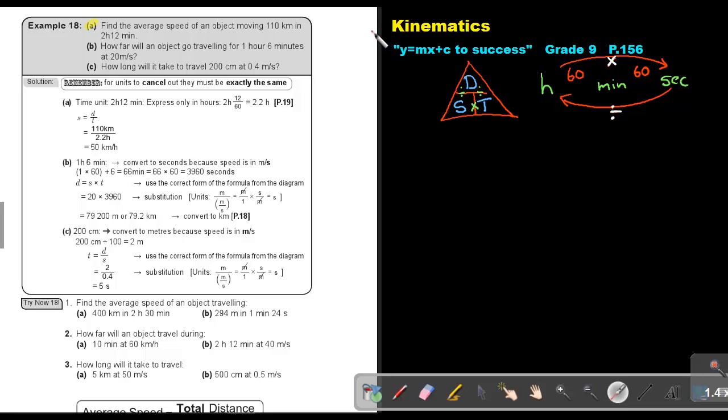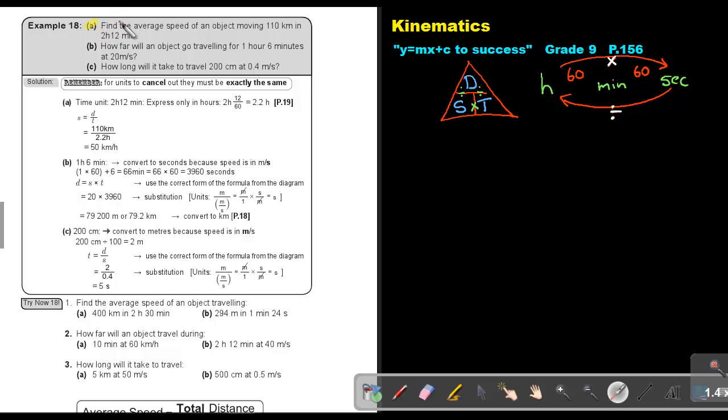Part 14. We are going to continue with kinematics. You will find this on page 156 in the Namibian Mathematics Grade 9 textbook, y equals mx plus c to success. Let's go through example 18.